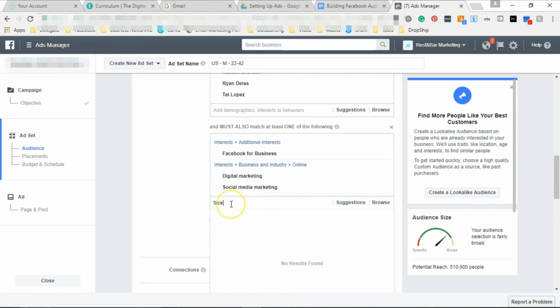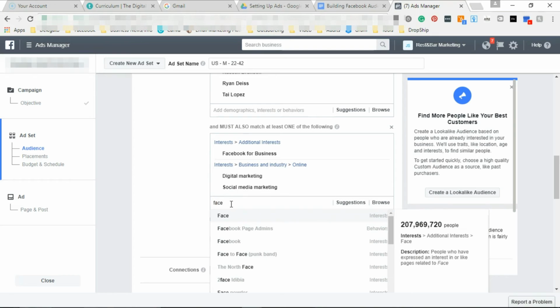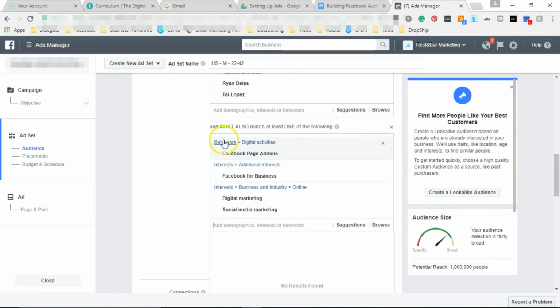Ooh, Facebook admin, page admins. Those are people who are running Facebook business pages. You can see these are behaviors, more interests. There's a bunch of different stuff. If you're doing something for an online store, you can target people who shop online or have purchased online.